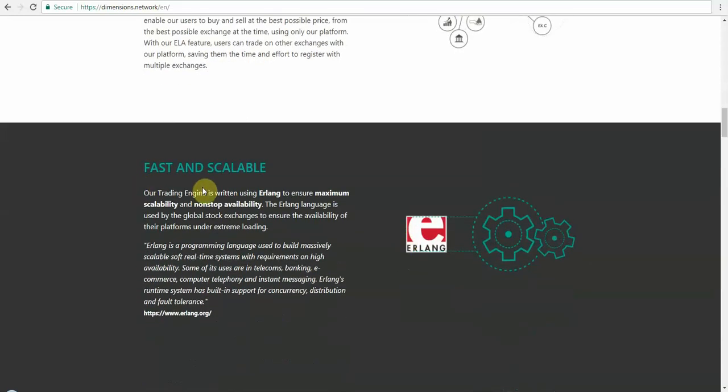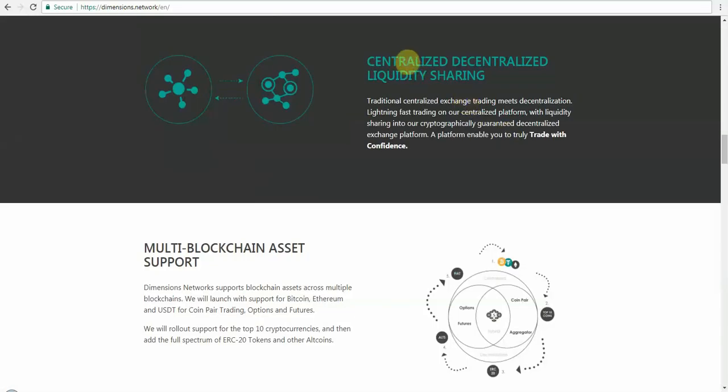The trading engine is being developed in Erlang, and this is a very well-known programming language to build scalable and consistent platforms. So tomorrow, if the number of users grow, it can very easily be scaled, and also be made highly available. The trading will be allowed between the centralized and decentralized platforms, and that will bring a lot of liquidity.